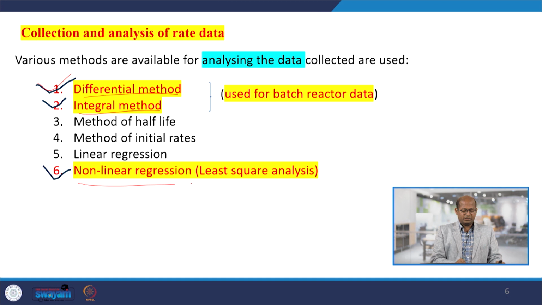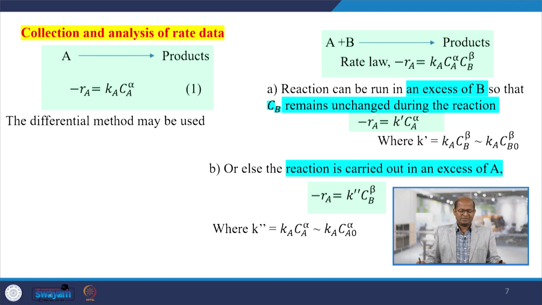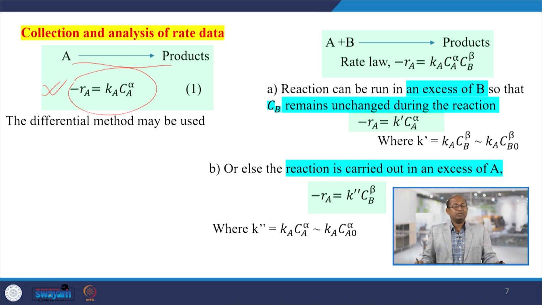So, there are many nonlinear and linear regression techniques, but we will discuss only these three basically. Other methods are also available. Now let us say these reactions, and this is the rate equation: minus r equals k into C to the power alpha, when reactant A was there, and when two reactants are there, A and B.